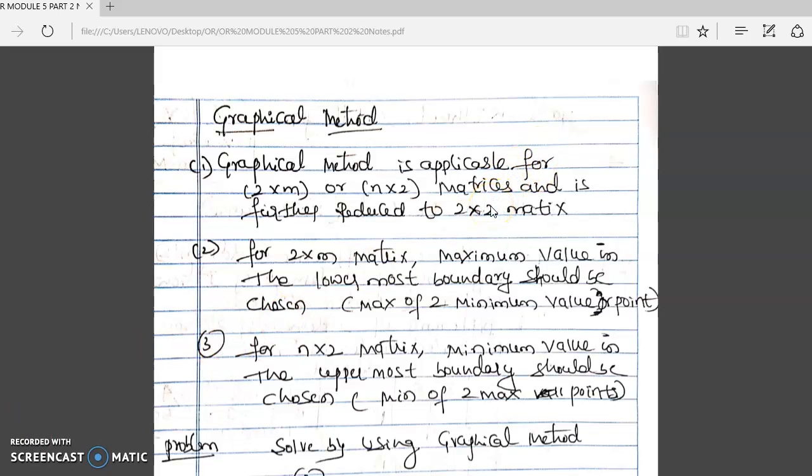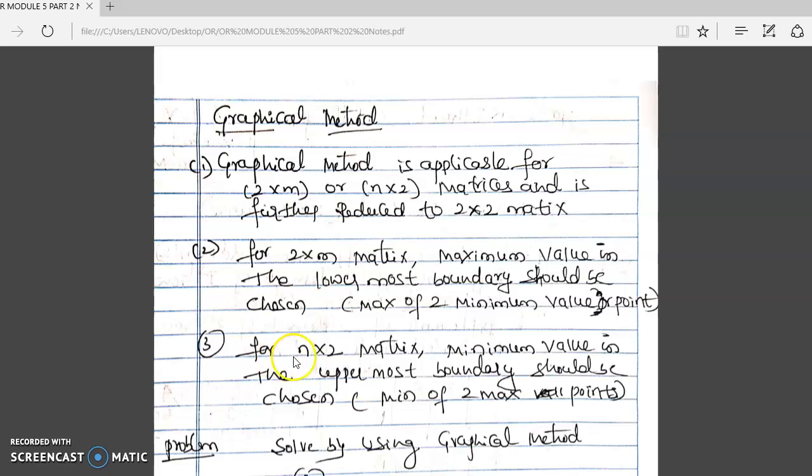If the given problem is of 2 cross m, that is, rows are fixed but the columns can be any number, then we draw the graph and get the values in such a way that the maximum value on the lowermost boundary should be chosen, such that out of the maximum of the points we obtain inside the graph, we find the minimum value, or you can say minimum point.